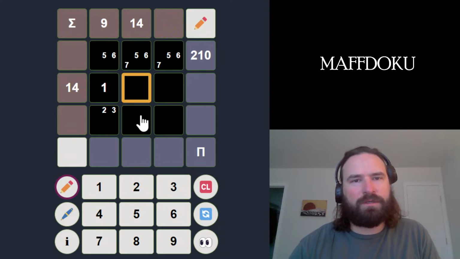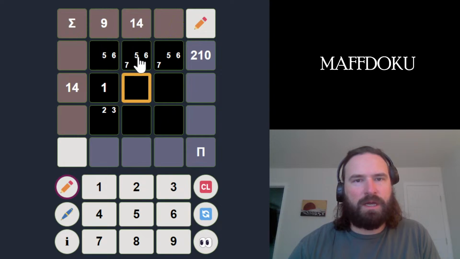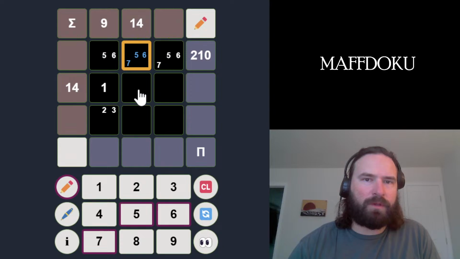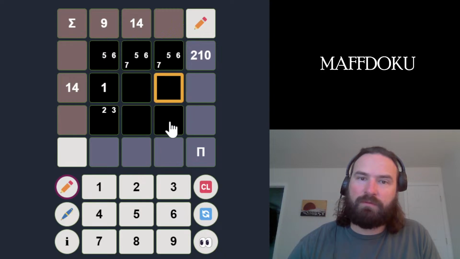So neither of these could be a 9, because if this is a 5 and then one of these two is a 9, we're already at 14. And 5 is the minimum number that could go here. So I can't put 9 in either of those. I can't put 8 in either of those. So these have to be 8 and 9, because those are the last two places that 8 and 9 can go.